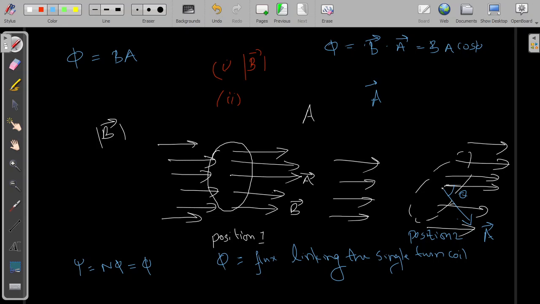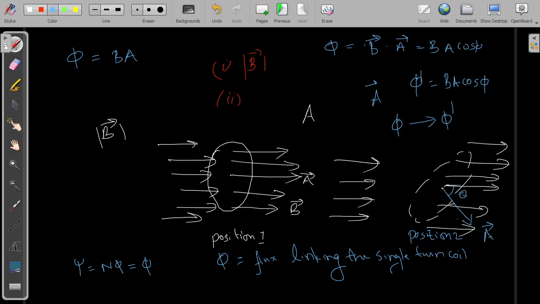So the new phi, let me denote it as phi dash. Phi dash will be equal to B into A into cos theta. So earlier it was phi, and the flux linkage has changed from phi to phi dash. That means we have satisfied the condition for the induced EMF, that is, a change in flux linkages is observed with respect to time.